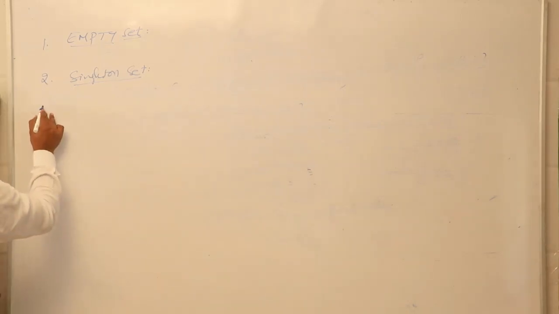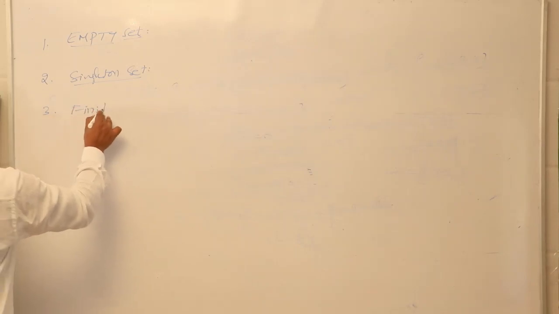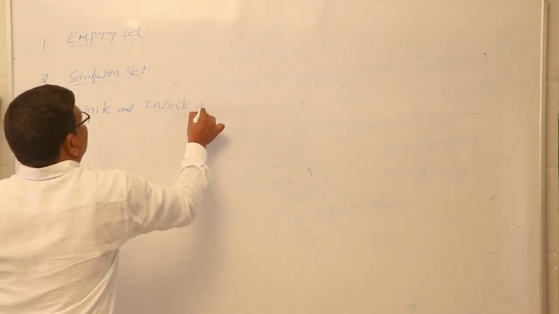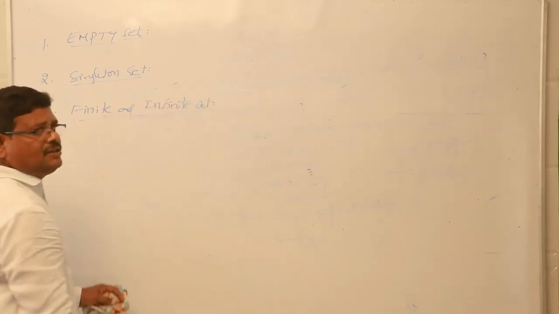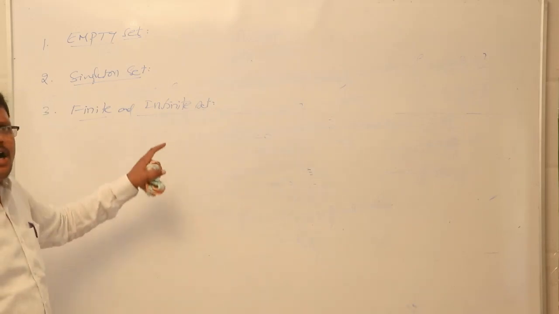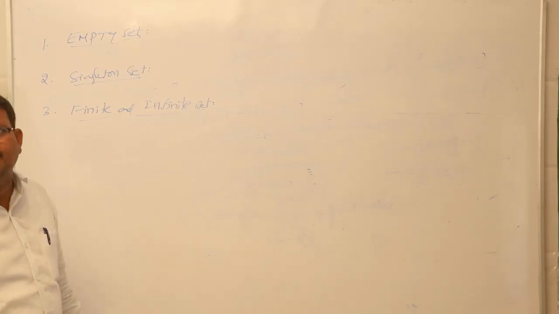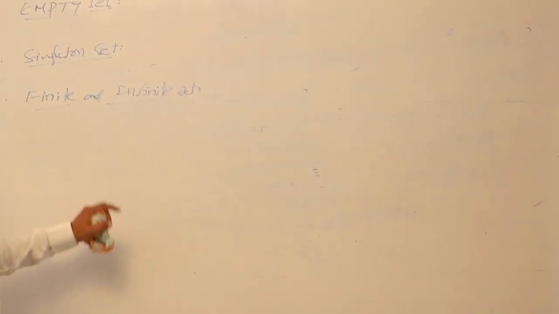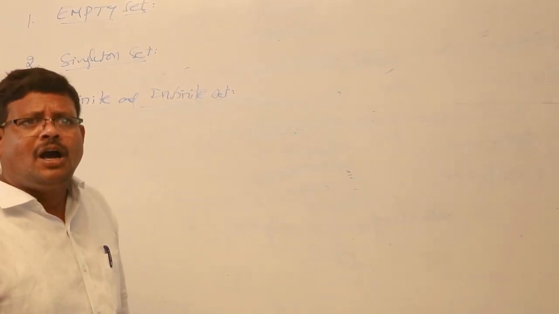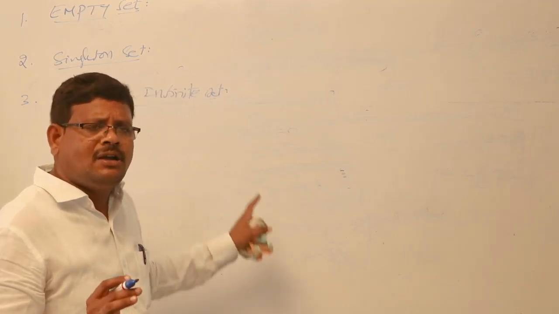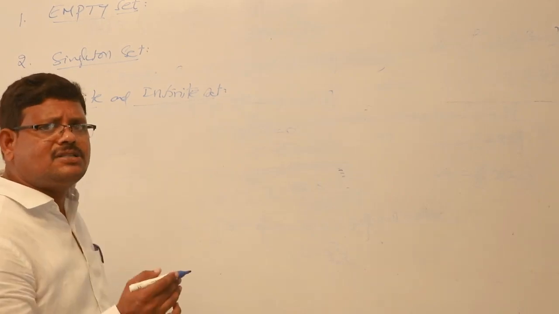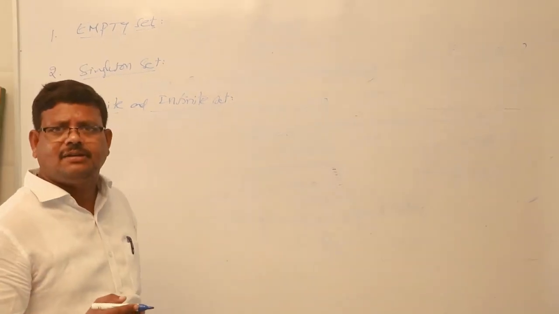finite and infinite sets. What are finite and infinite sets? If a set has zero elements or a countable number of elements, it is called a finite set. Otherwise, it is called an infinite set. All the days in a week form a finite set, and all the integer numbers form an infinite set.